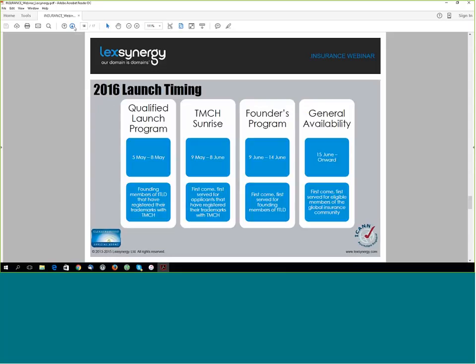The launch timing for .insurance may change, but these are the dates we've been provided with. So from the 5th of May to the 8th of May, that's a qualified launch program. So that is reserved for founding members of FTLD who have trademarks in the Trademark Clearinghouse. So that wouldn't apply to the majority of insurance companies. Where it would really apply is the TMCH Sunrise. That's the 9th of May to the 8th of June. And that's first come, first served, which is very important.